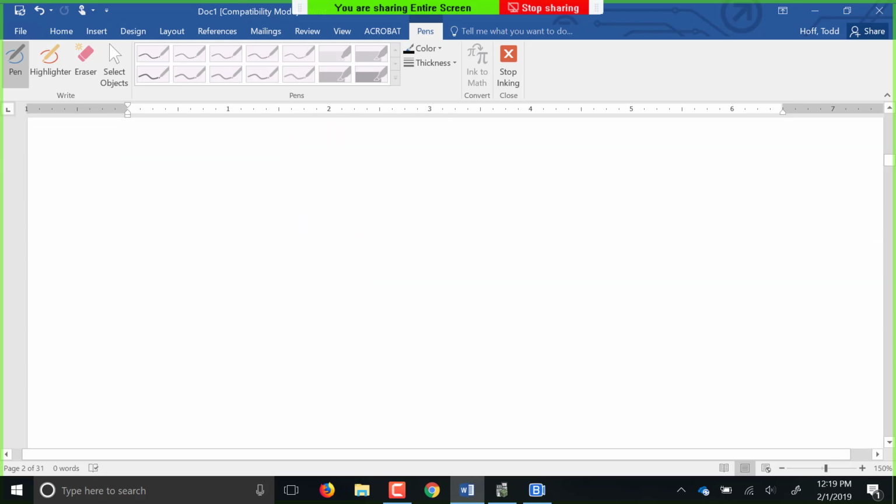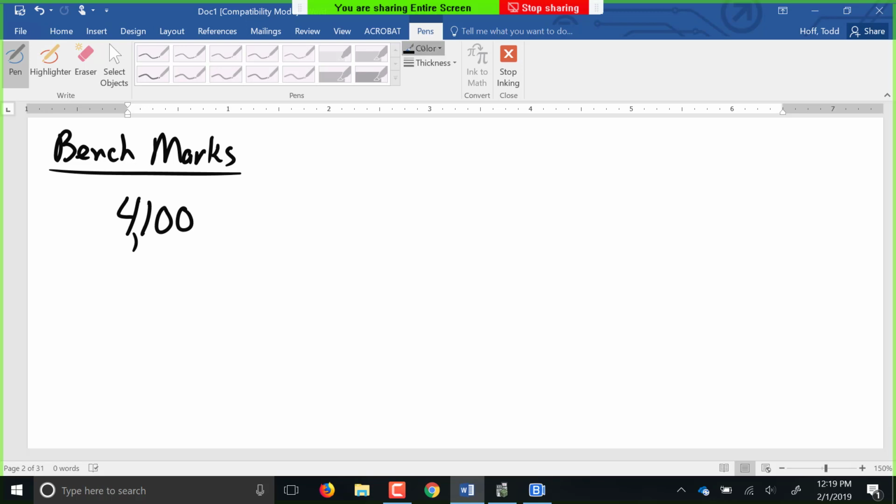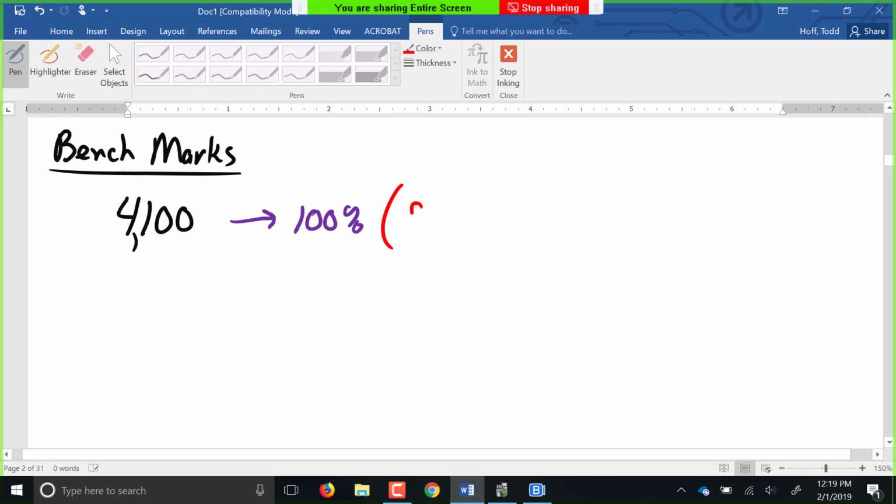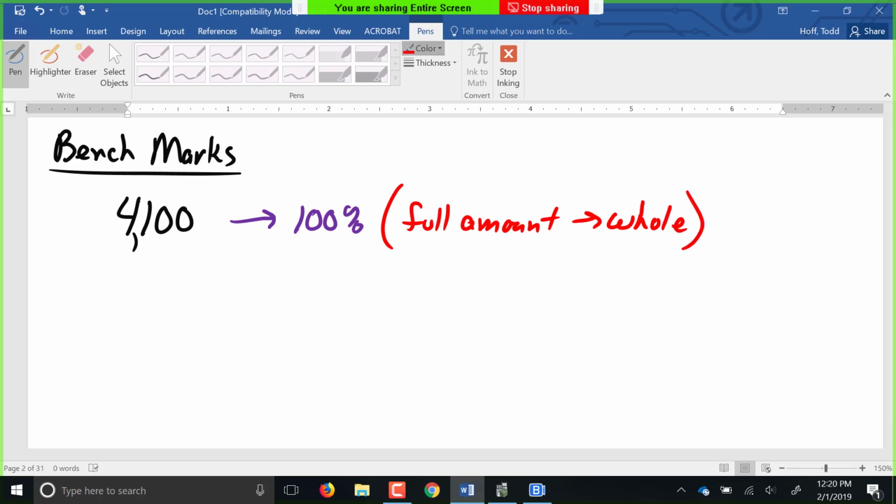Like I said, we'll cover this more in Unit 2 when we do our ratio and proportion. But I just want to talk about the basic benchmarks that I mentioned before. Basic benchmarks actually work easiest when you work with rather large numbers. So let's put up something like 4,100. Of course, that represents the whole thing, or 100%. 100% is always the full amount, often referred to as the whole amount or the whole period.